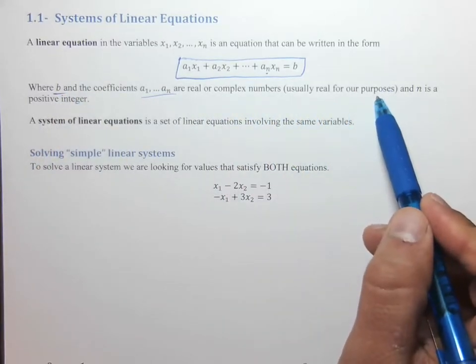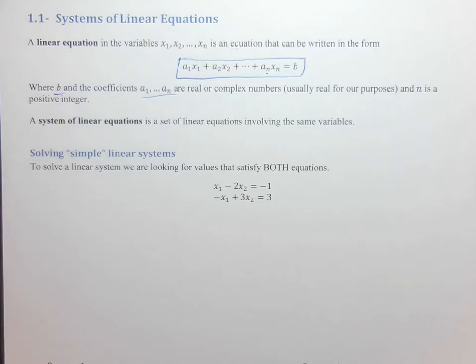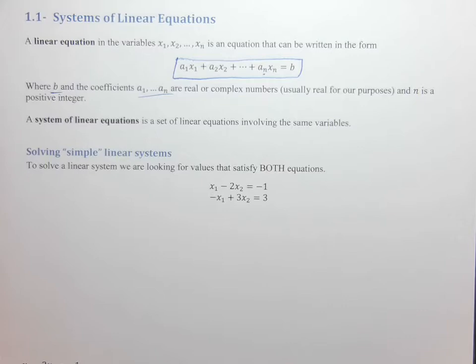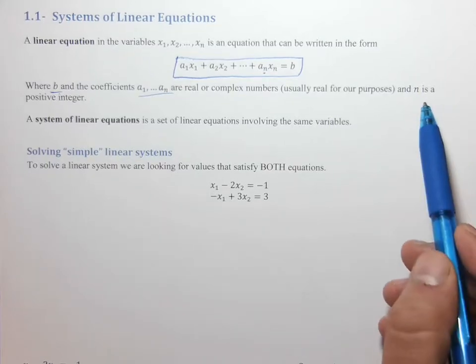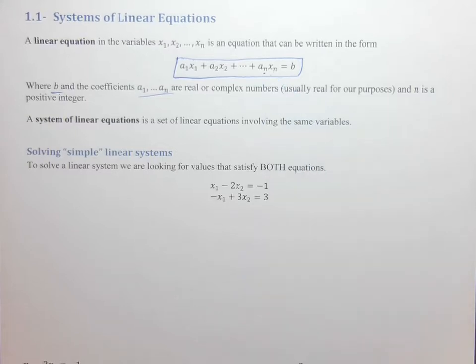Usually in our class they're going to be real numbers, but if you get into higher mathematics, they could potentially be complex numbers, but not something we need to worry about here. N is just a positive integer. It just tells us how many variables we have, right?